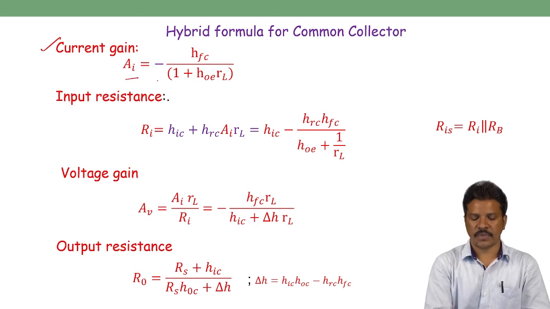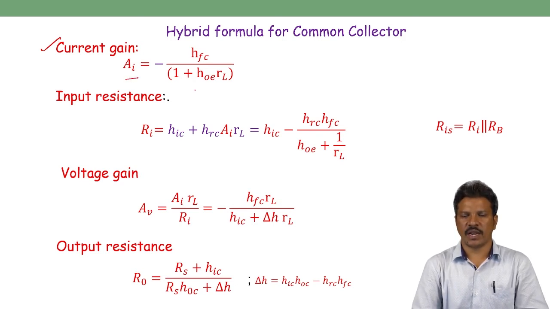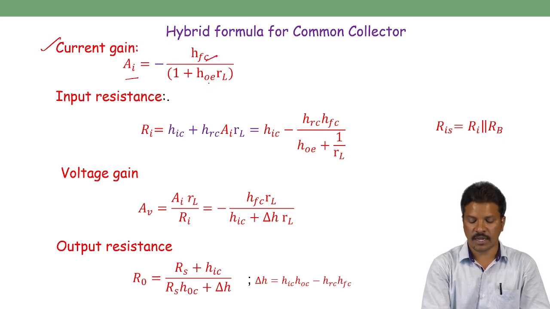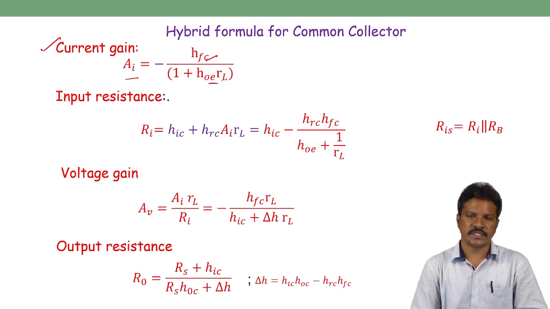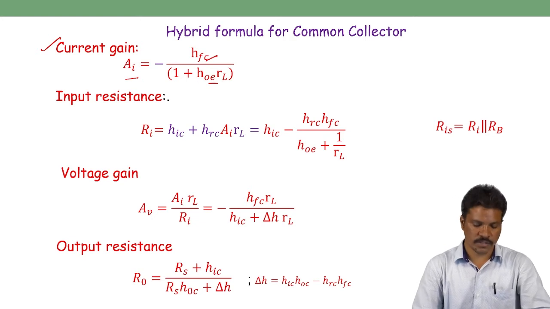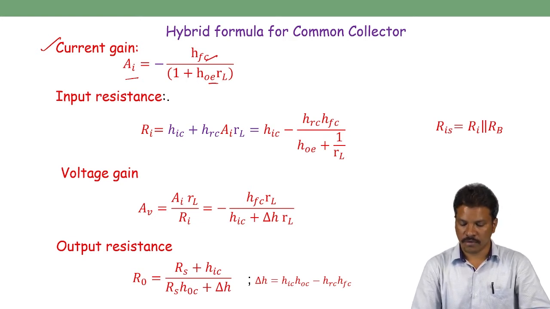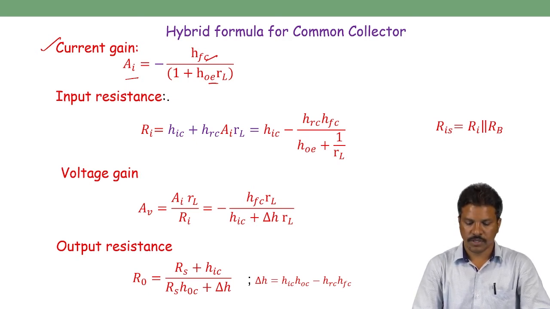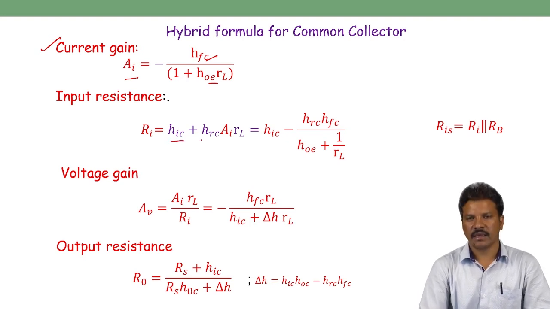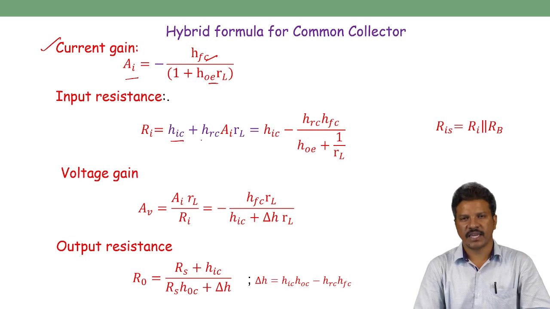AI is equal to minus HF by 1 plus HO into RL. Replace HF with HFC in common collector, and HO with HOC. So I am simply converting it by considering the small c terms in the H parameter values. So current gain AI is equal to minus HFC divided by 1 plus HOC into RL, and input resistance Ri is equal to HIC, the input impedance.